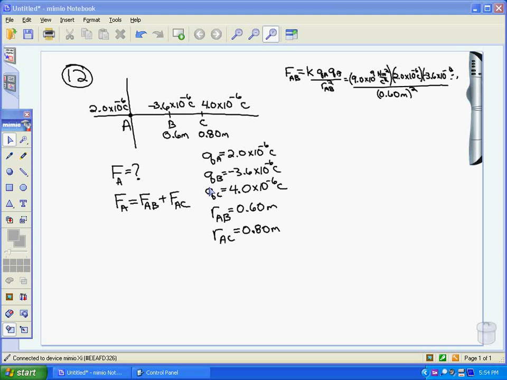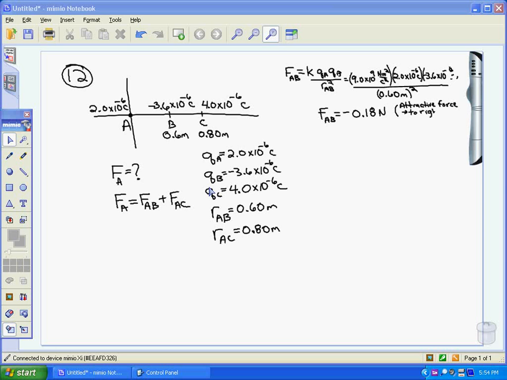Multiply that out, and I get that the force on A from B is going to be equal to negative 0.18 newtons. And it's an attractive force because they're opposite charges. So attractive force between the two, which means it will be to the right. In other words, A is attracted towards B.